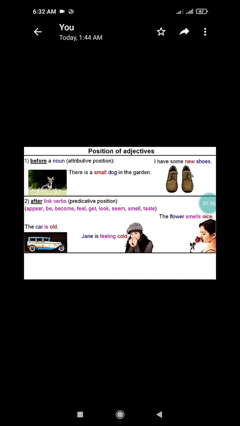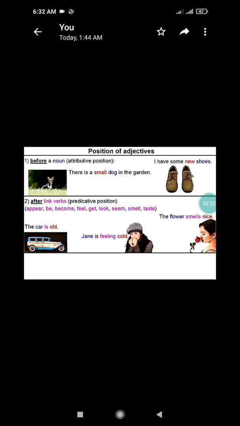There are two main positions, so the first one is before a noun. For example, there is a small dog in the garden. So the dog is the noun and small is the adjective, and it comes before the noun. I have some new shoes. So new is before the noun shoes, and the second main position of the adjective is after the linking verb.